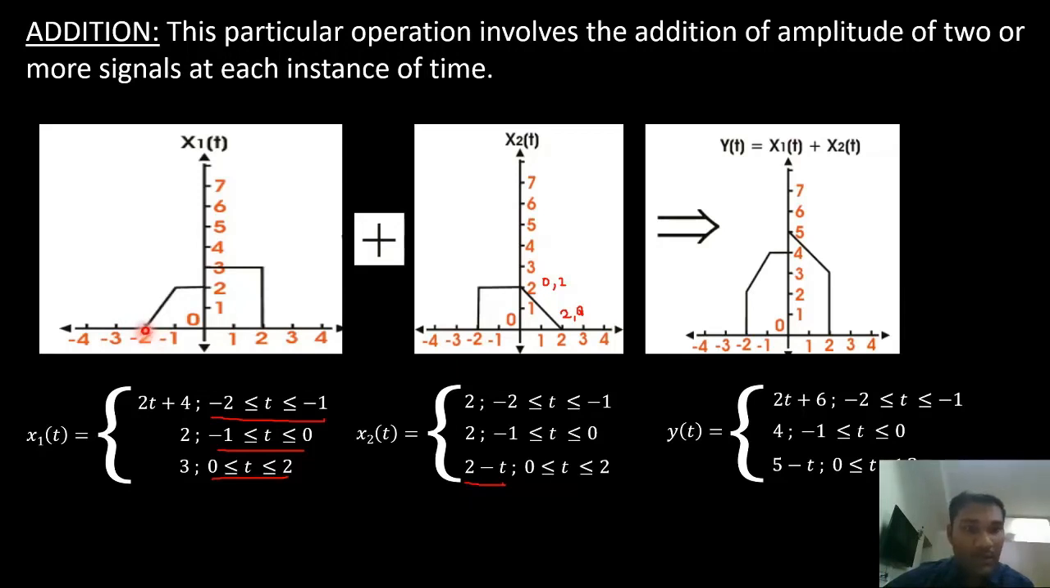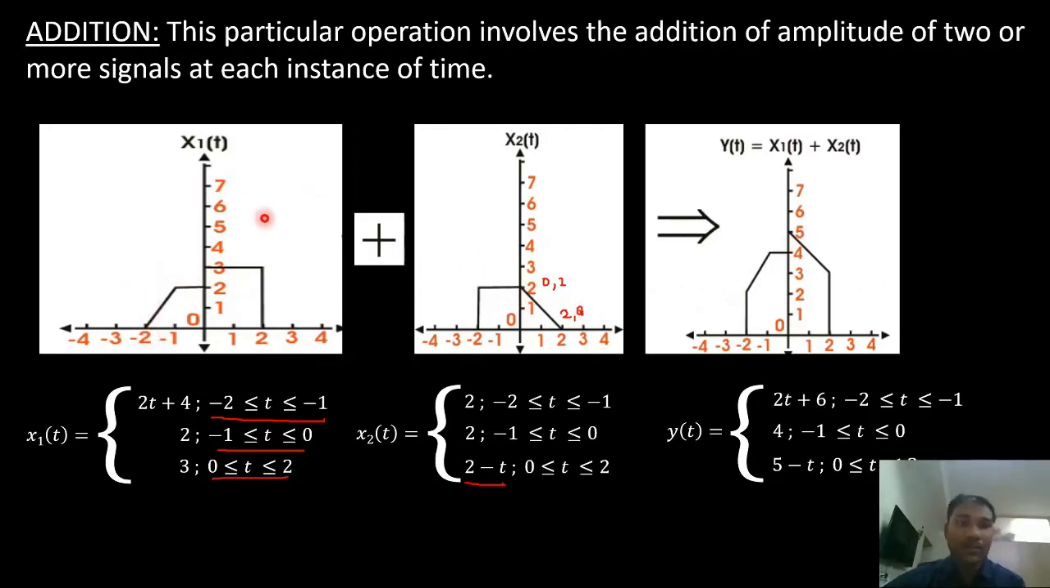So the value here is 0 and the value here is 2. You add both, we get 2. At minus 1, the value here is 2 and the value here is 2. Add both, we get 4. At 0, there is 2 here and there is 2 here, so 4. And again there is 3 here at 0 only, and here there is 2. So 5. So continuously you just have to add the respective amplitudes.